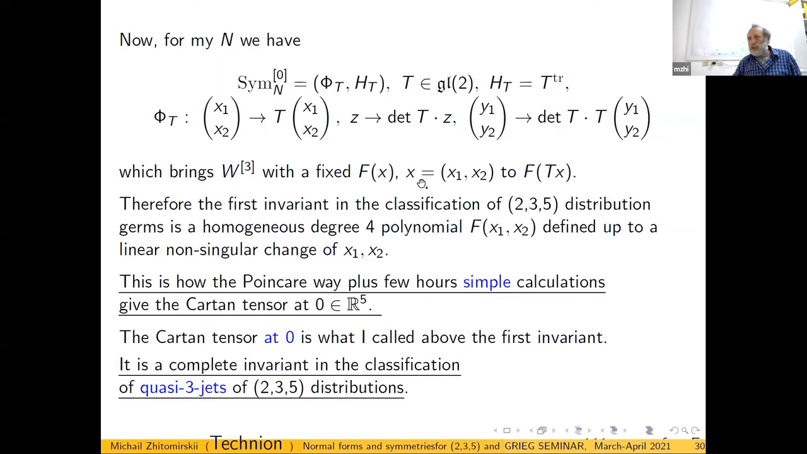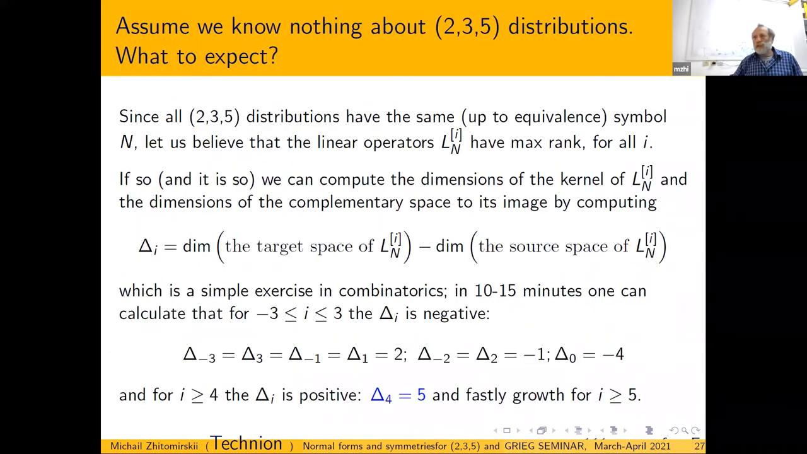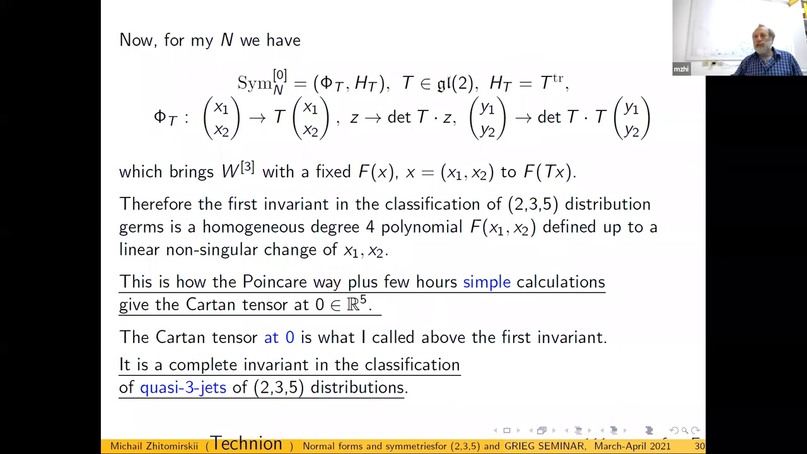And it is very convenient how they act on this W3, our W3, in a very simple way. We just replace X by TX, where X is X1, X2, and that's it. So what I call the first invariant here is an arbitrary homogeneous, in the usual sense, degree four polynomial, defined up to a nonsingular linear change of coordinates at X1 and X2. And it is the Cartan tensor at one point, at the origin.